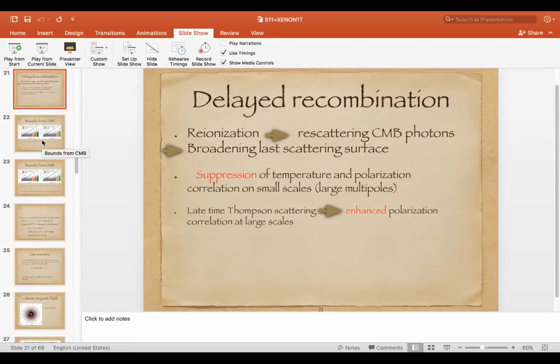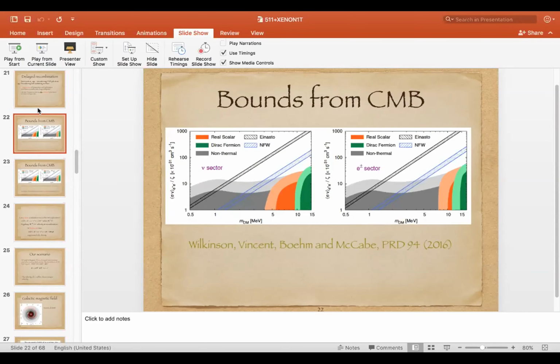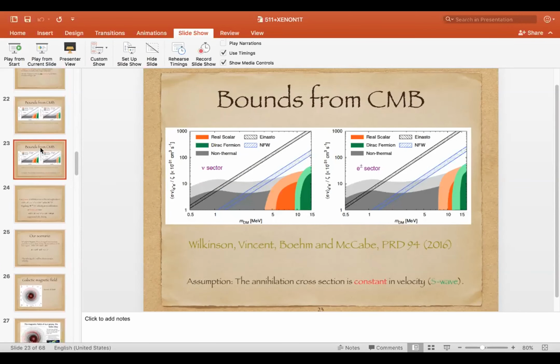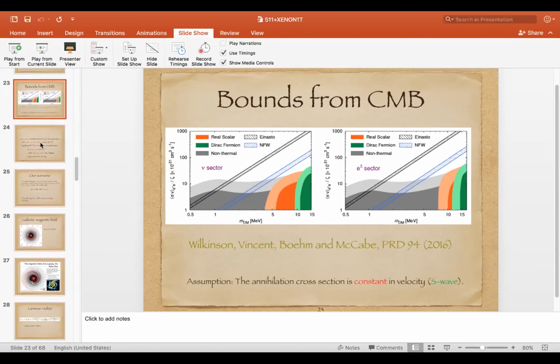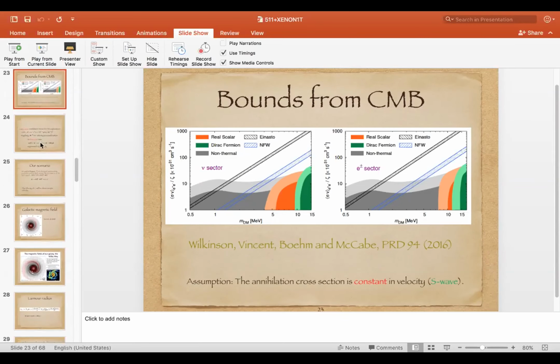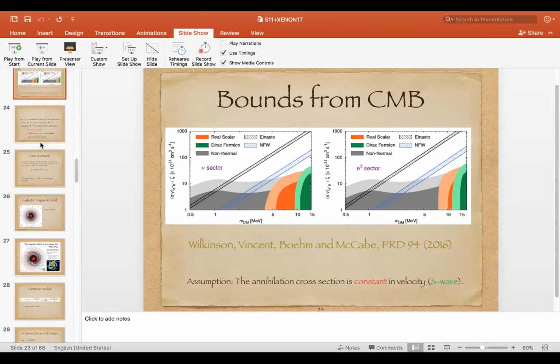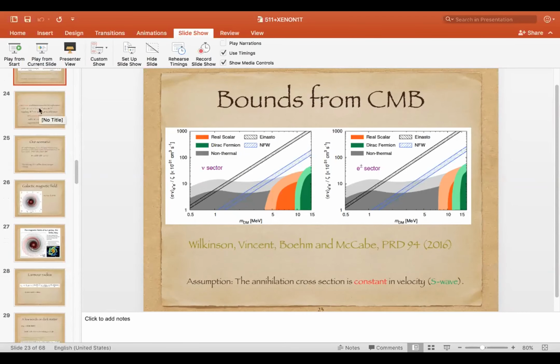From careful study of the CMB, some bounds are set, ruling out this solution for the 511 keV line. But this is under the assumption that the annihilation cross section is constant in velocity.